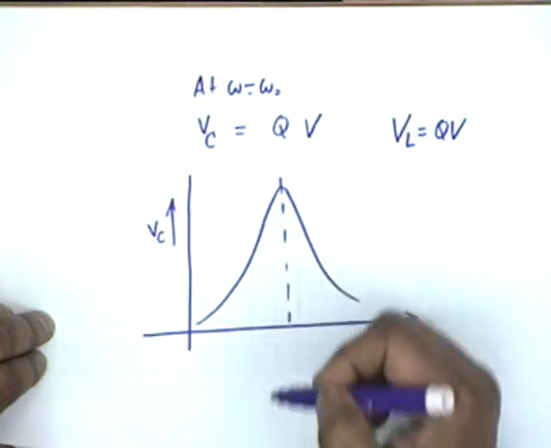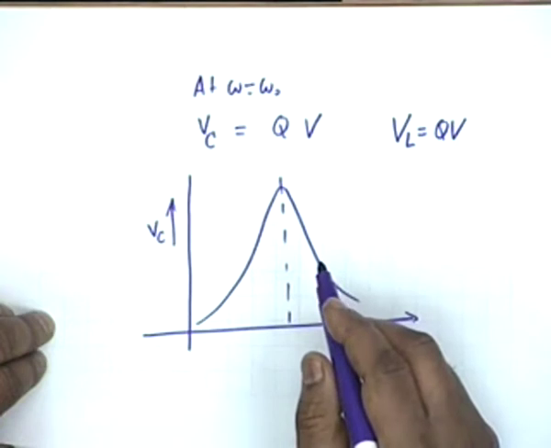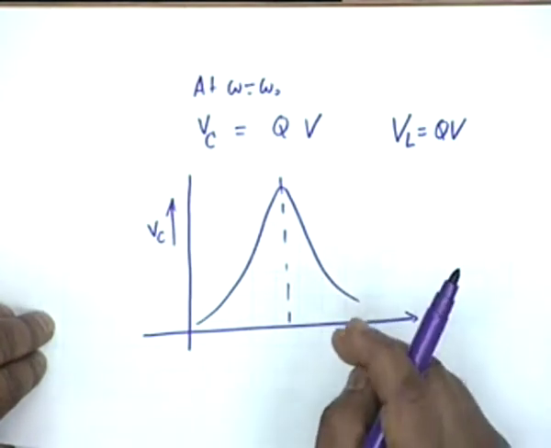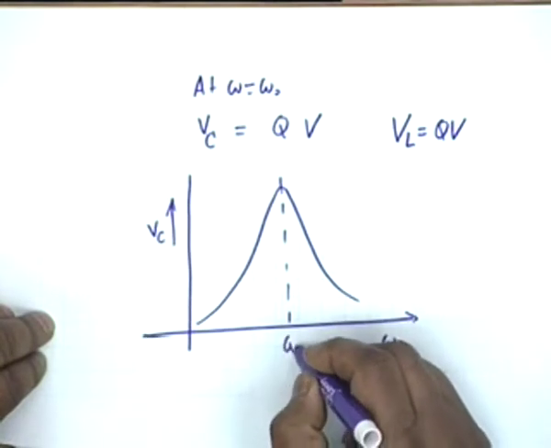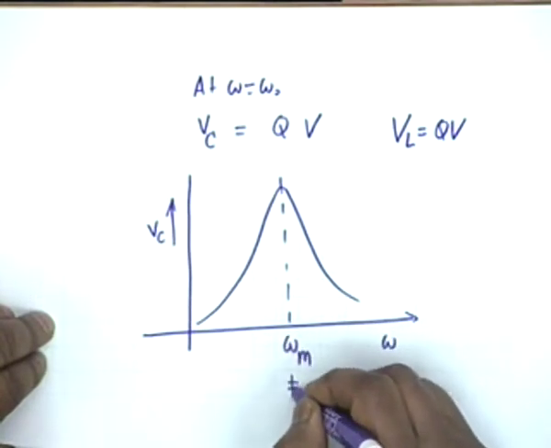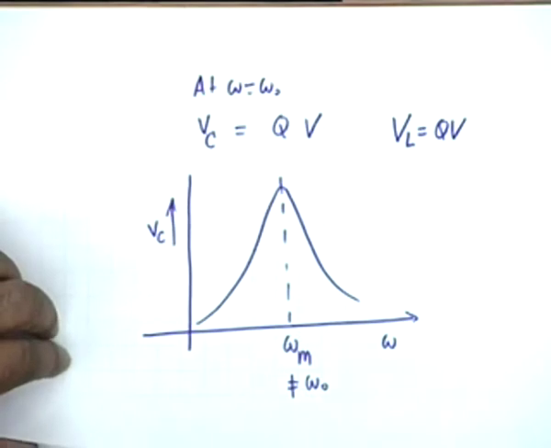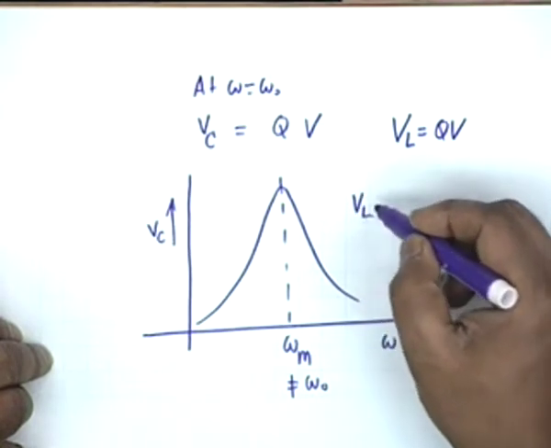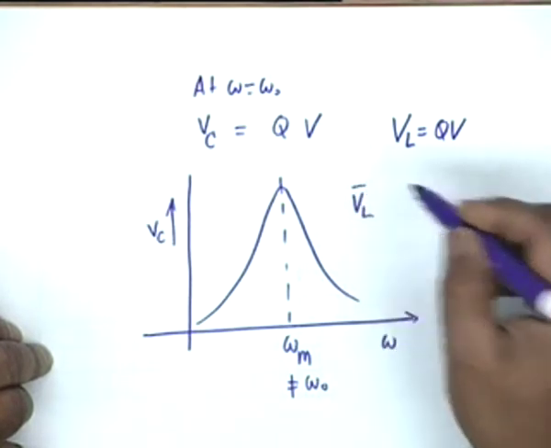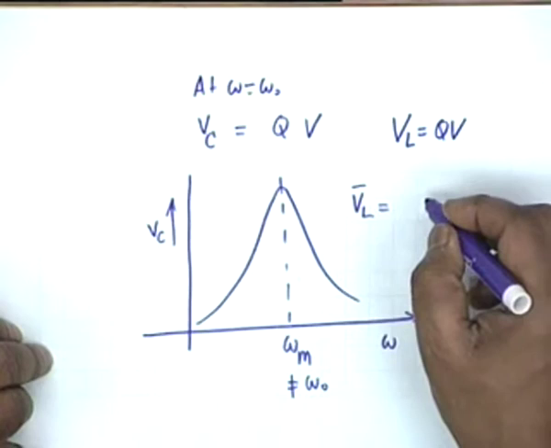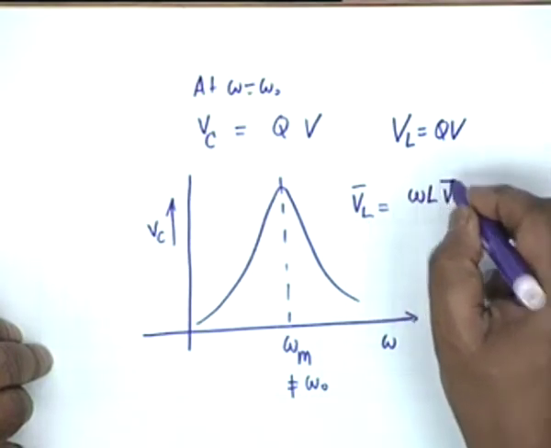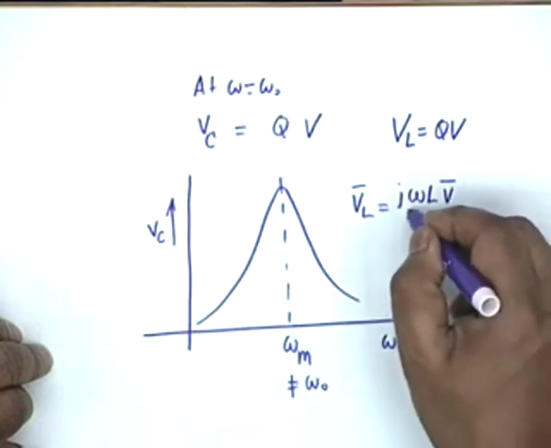However, it can be very easily shown that the frequency of maximum voltage is not equal to omega 0. Omega m is not equal to omega 0. And the reason is not difficult to find. What is the reason? The reason is VL or V sub C. Let's consider VL. VL is j omega L V divided by R.